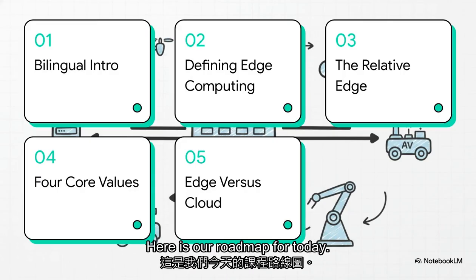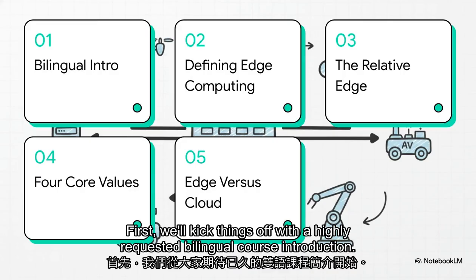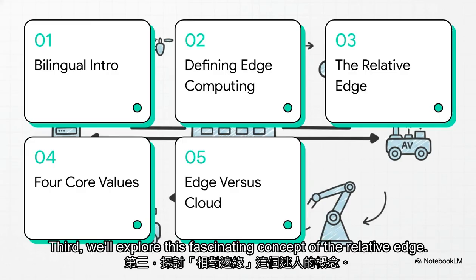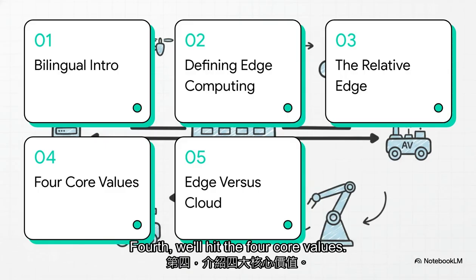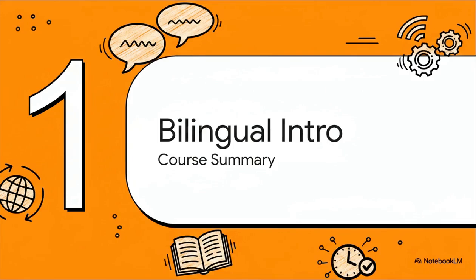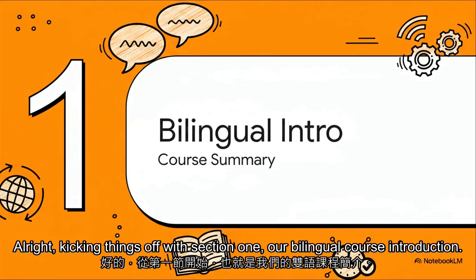Here is our roadmap for today. First, we'll kick things off with a highly requested bilingual course introduction. Then, we'll define exactly what edge computing is. Third, we'll explore this fascinating concept of the relative edge. Fourth, we'll hit the 4 core values. And finally, we'll look at edge versus cloud. All right, kicking things off with Section 1, our bilingual course introduction.